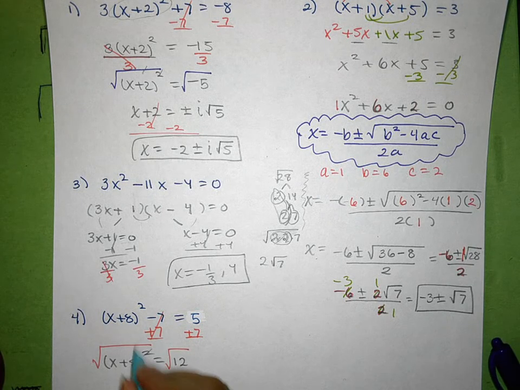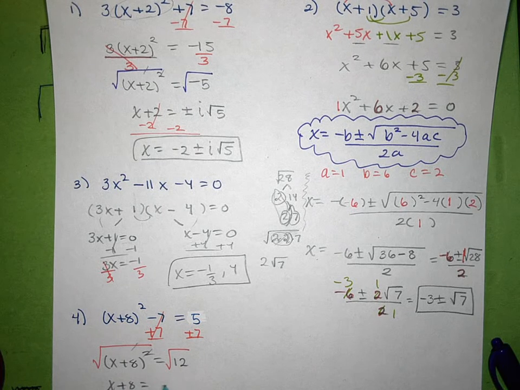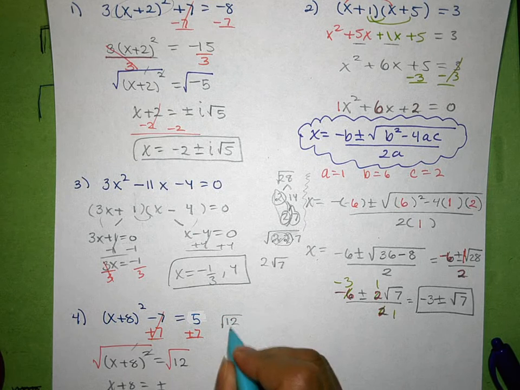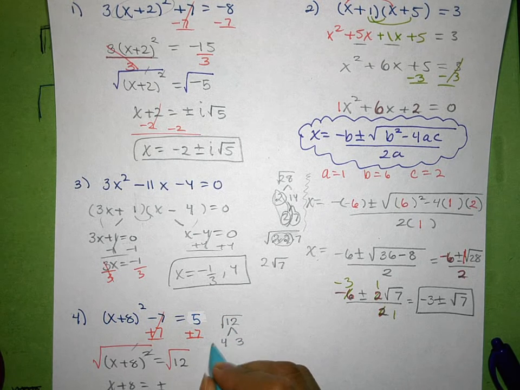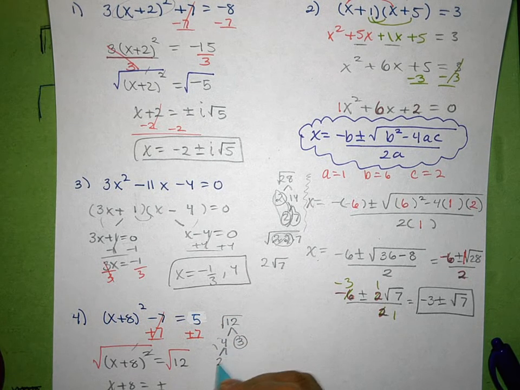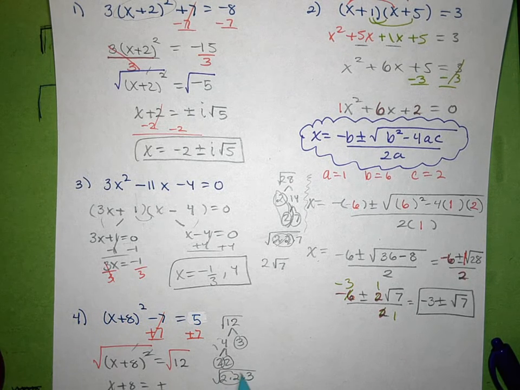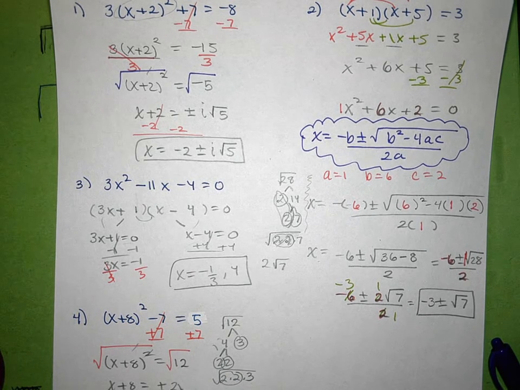So they undo each other. X plus 8 equals plus or minus. Now root 12, I'm going to take care of that now. Root 12 can break up 4 and 3. 4 is 2 and 2. So I have 2, 2, and a 3. The 2 comes out, the 3 stays in. Plus or minus 2 root 3.